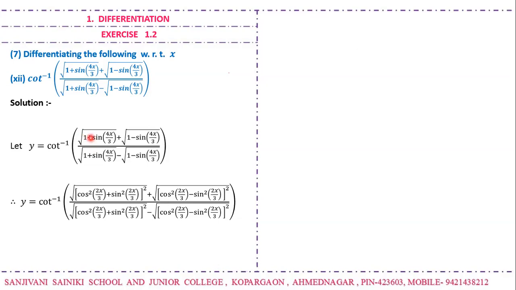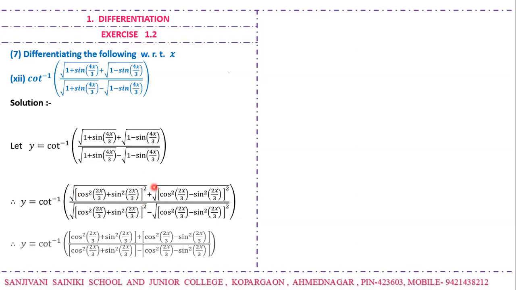Now here is a plus, so a plus b bracket square. Here is a minus, so a minus b bracket square. Here is also a plus b bracket square, a minus b bracket square. Now each of the terms has a bracket square, so the square root and the square will cancel each other, and you get cos square 2x upon 3 plus sin square 2x upon 3 plus cos square 2x upon 3 minus sin square 2x upon 3, and similarly in the denominator.